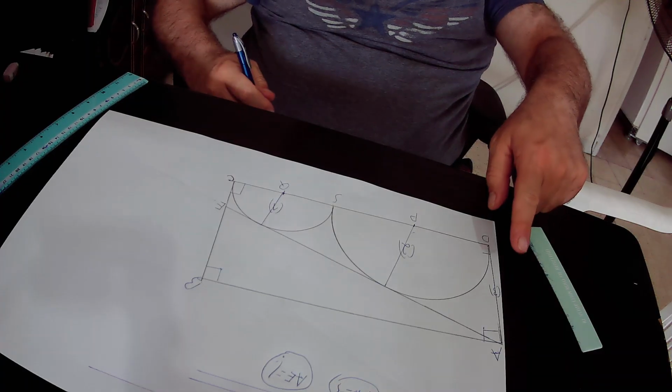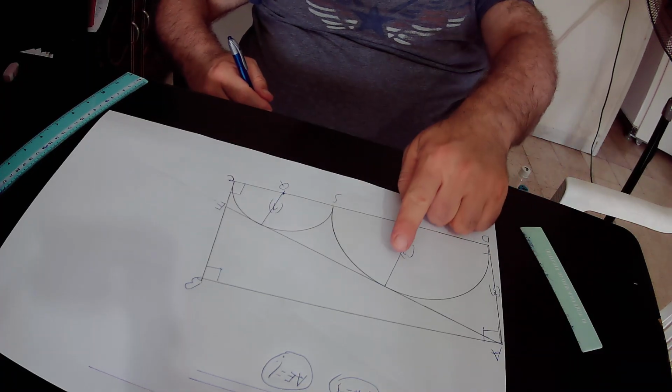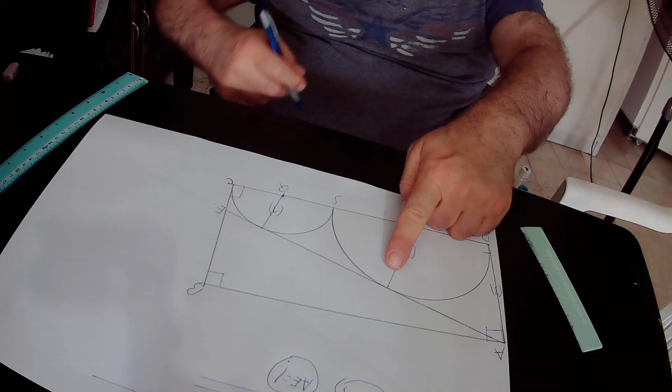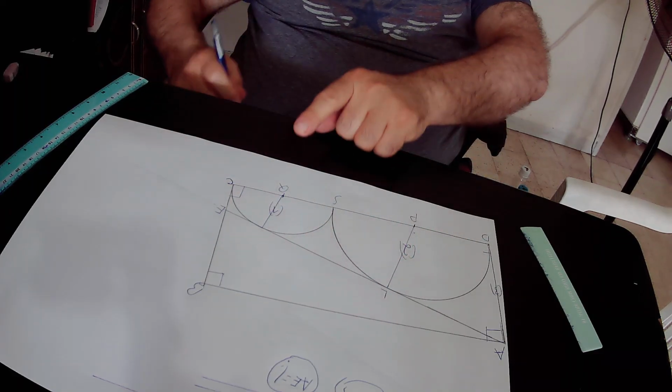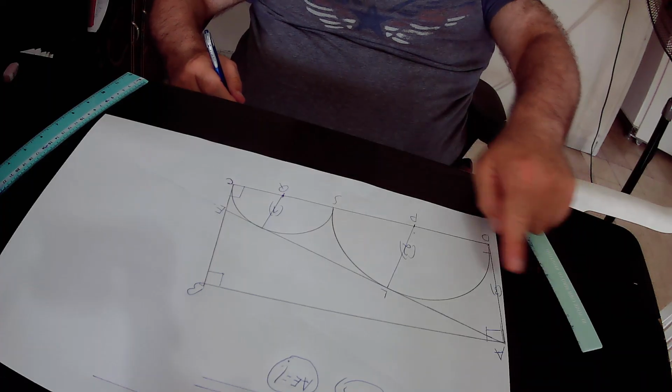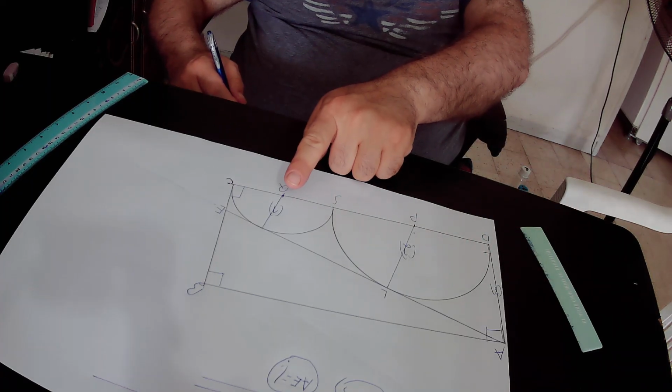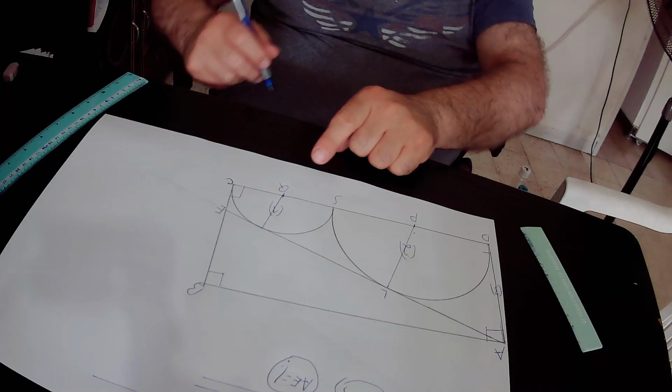We will define the point of tangency of tangent AE with this big semicircle, this point as point L. And finally, we will define the point of tangency of tangent AE with this small semicircle, this point as point G.